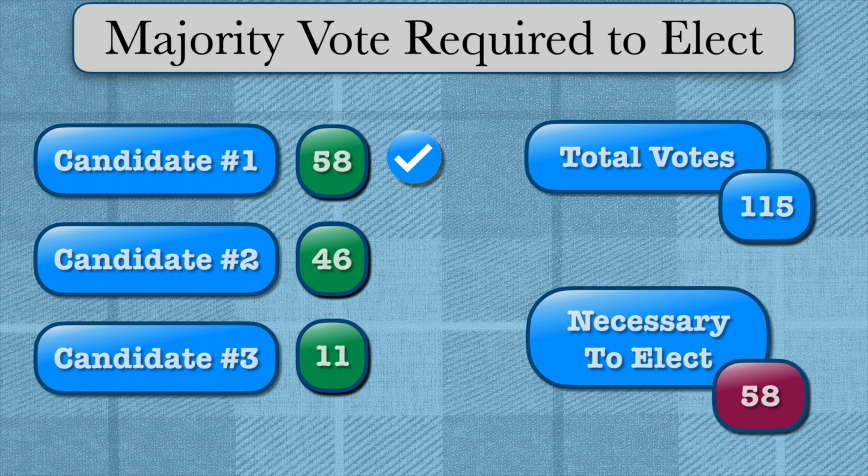Yes, he actually did, but by the narrowest margin possible, because the necessary to elect number is 58, and he received 58. If we add up all the other votes, we get 57, and we see something very interesting. To win by a majority vote, you not only have to receive the most votes, but you also have to receive more votes than everyone else combined. And that's how we know that the Assembly's true choice has been elected.